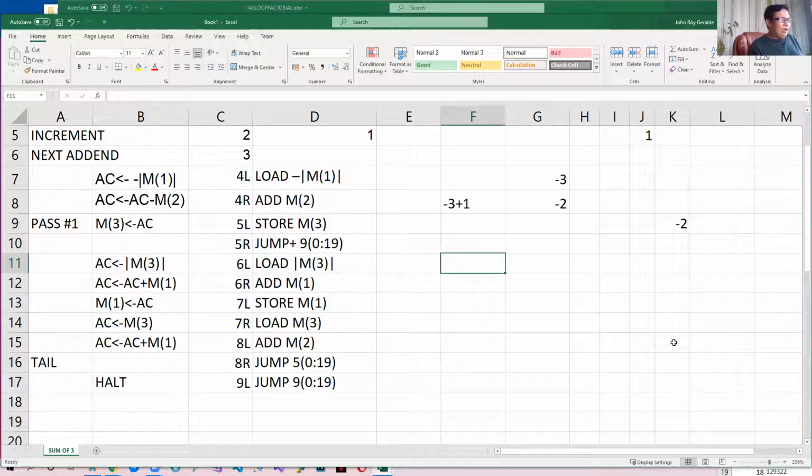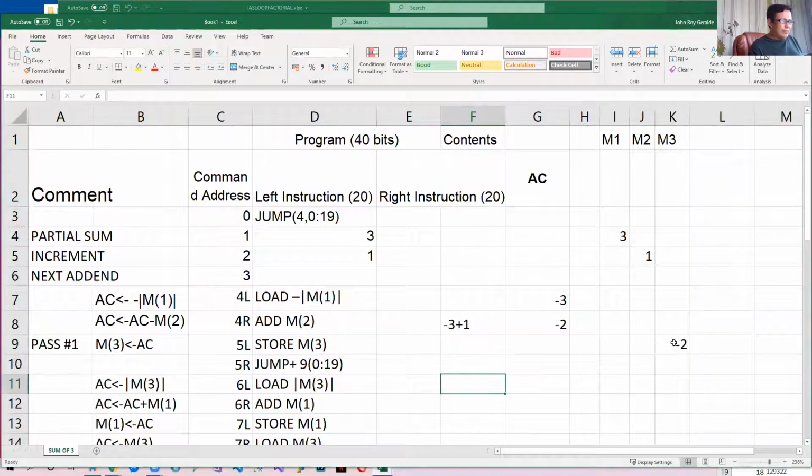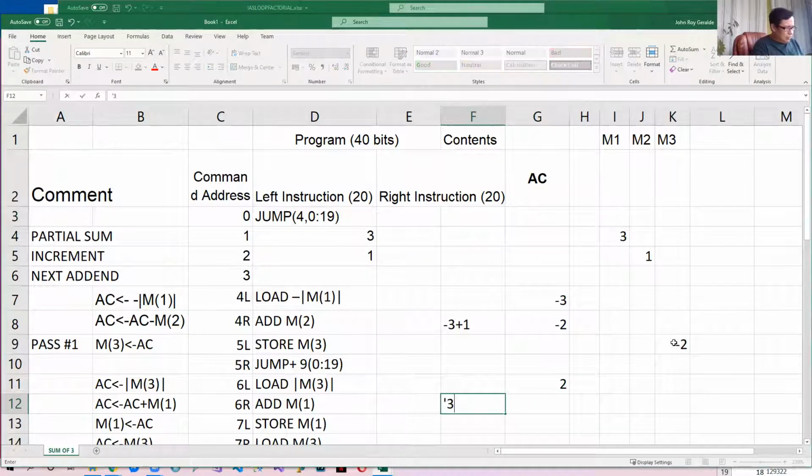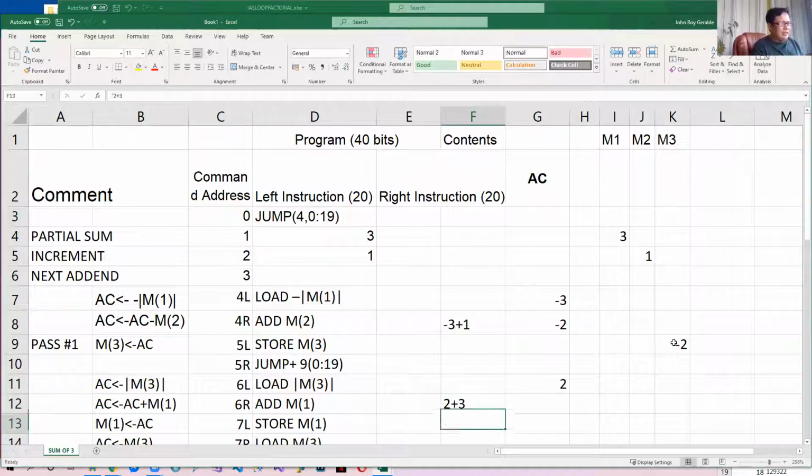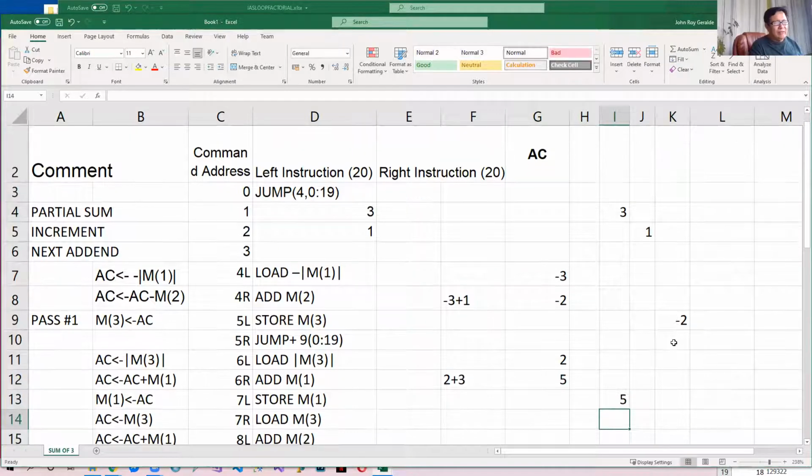Okay. Load M3, which is the absolute of M3. So the absolute value of M3 is 2. So we'll put it here. And then add M1. So we will have 2 plus 3. Okay. So 2 plus 3 is 5. They follow. And we store M1. So this is our partial sum. This becomes a 5. Okay.